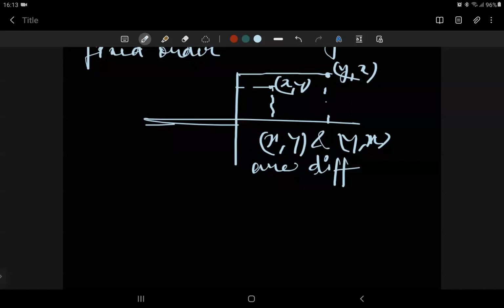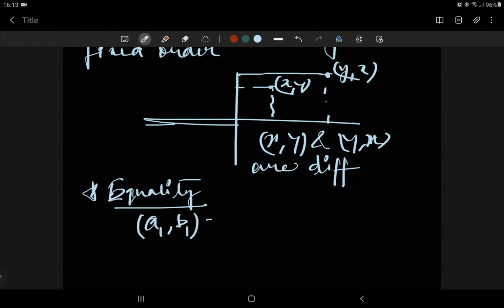So basically, then we go to equality of ordered pairs. So how can two ordered pairs be equal? Anyone? When both of them represent the same point. Yes, exactly. Let's say we have some ordered pair A1 comma B1, and if I say it is equal to A2 comma B2, that is possible only when it implies A1 equal to A2 and B1 equal to B2.